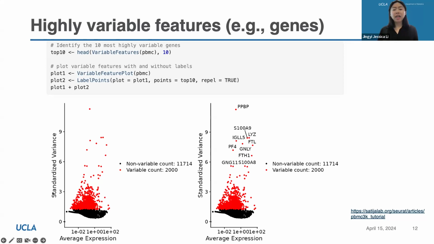The y-axis is the standardized variance. Regarding the standardization, we'll talk next. The x-axis is the average expression. And you want to find a threshold on the y-axis so that the top genes in terms of standardized variance would be selected. This is basically showing the selected genes in red, the unselected genes in black.